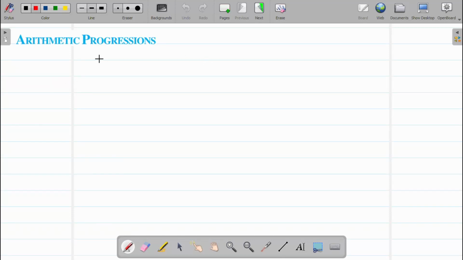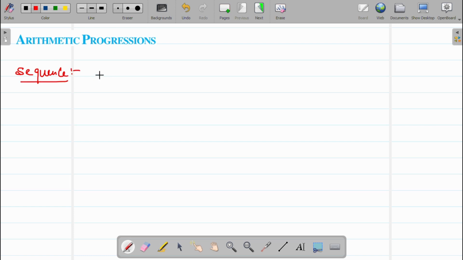Hello students. So we'll start with arithmetic progressions today. This is chapter 5 according to the CBSE syllabus. So first of all, arithmetic progressions are a kind of sequences. So I want to define first of all what are sequences. What is a sequence?